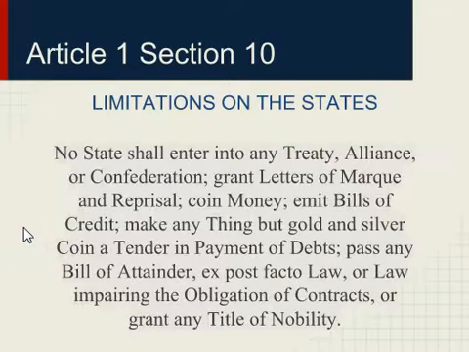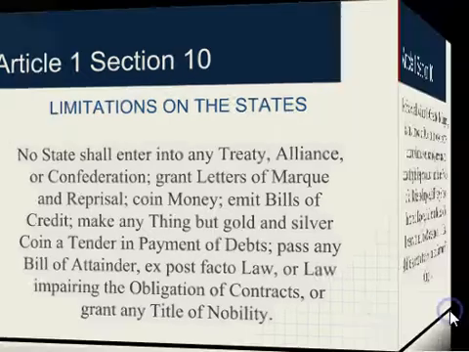It's saying no state shall enter into any treaty, alliance, or confederation, grant letters of marque or reprisal, coin money, emit bills of credit, make anything but gold and silver coin a tender in payment of debts, pass any bill of attainder, ex post facto law, or law impairing the obligation of contracts, or grant any titles of nobility. The Constitution is saying here no state can do what the federal government is limited in doing. So they can't grant you any of those titles either, or make a bill of attainder law or an ex post facto law, anything like that.